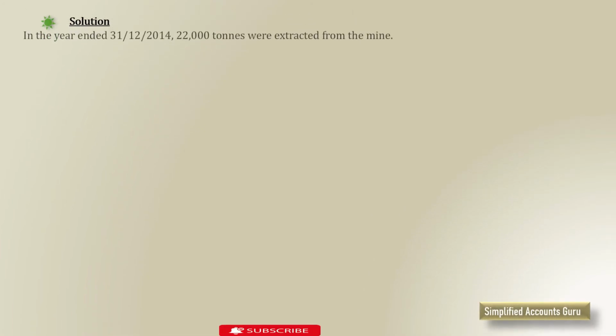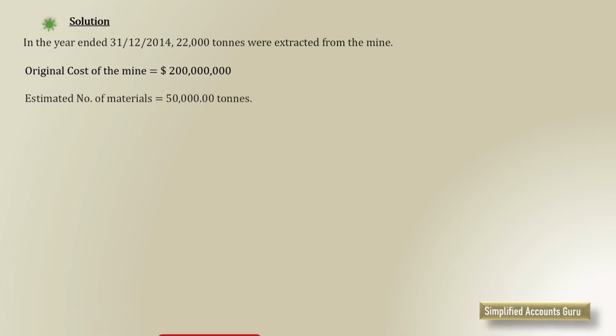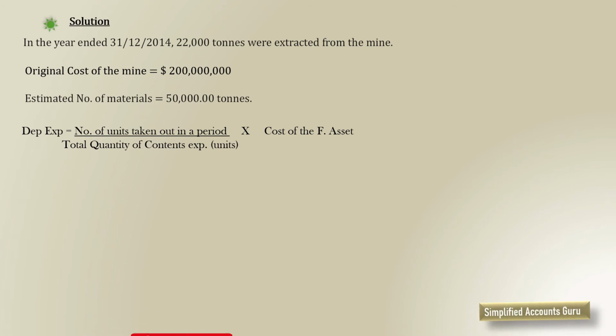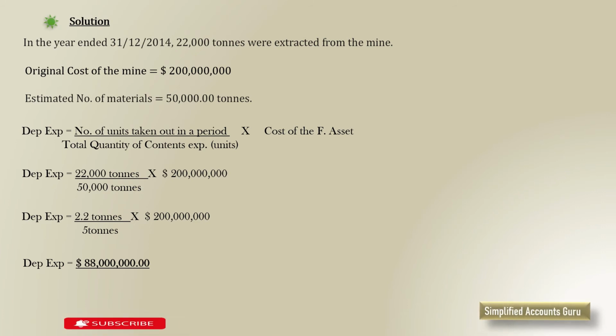Then the next question is asking about the end of 2014, December 31st. We are told that in the year ended 31st December 2014, 22,000 tons were extracted from the mine. The original cost of the mine is $200 million, and the estimated number of materials was 50,000 tons. The formula was given as the number of units extracted from the mine within the financial period divided by the total expected quantity of the sellable materials multiplied by the cost of that asset. So you'll have 22,000 tons divided by 50,000 tons multiplied by $200 million, which gives you an end result of $88 million.